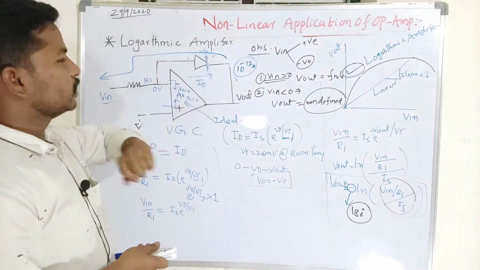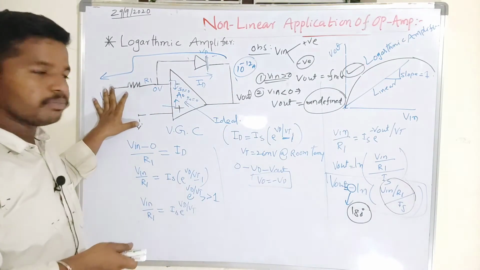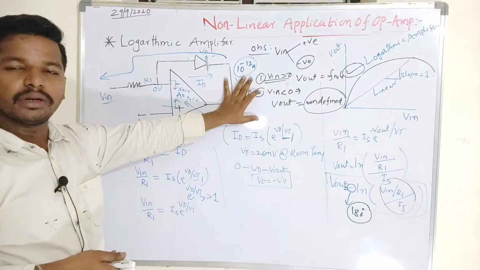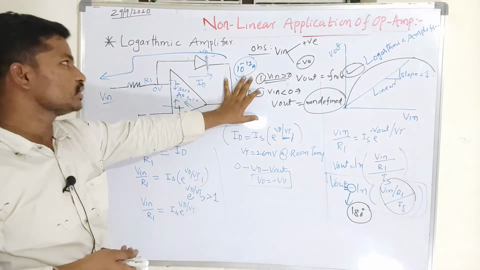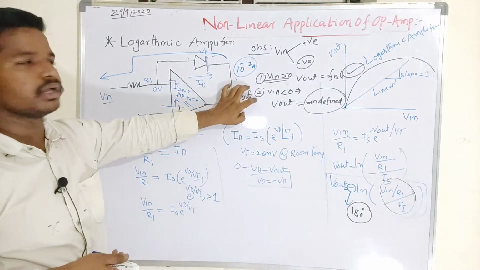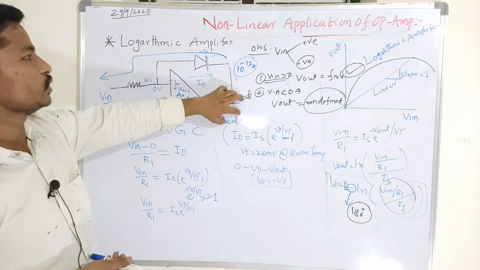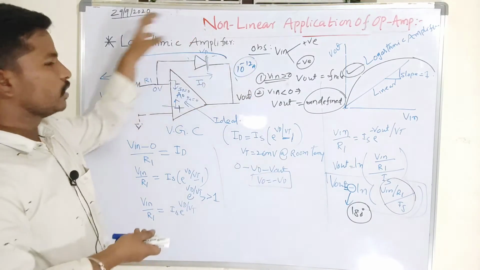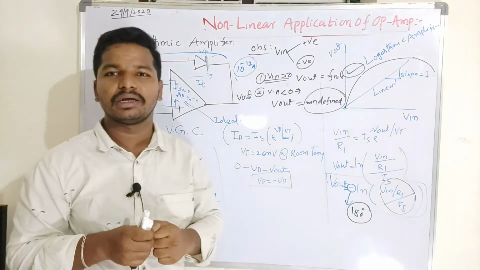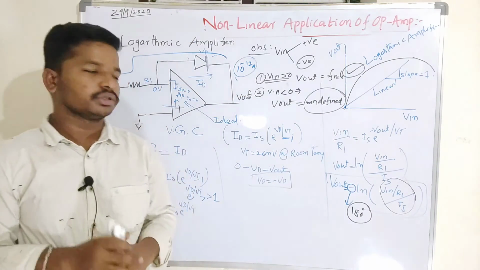So this is the reason: when V input is negative, the output will be at negative saturation. Because of the negative voltage, the current has to flow from the output terminal to the input terminal, which is not practically possible. So this is the reason.